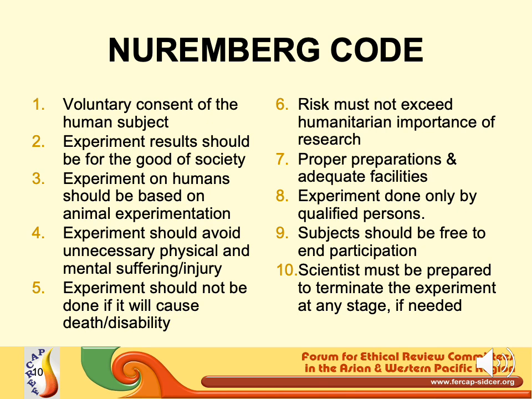For example, me, I'm a social scientist. I'm not supposed to do a clinical trial. Number nine, subjects should be free to end participation. This is the element of voluntariness and informed consent, that at any time that you want to withdraw from the study, then you have the freedom to do so.